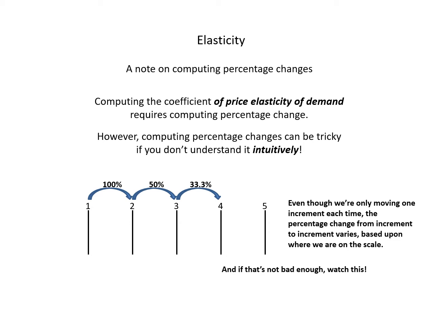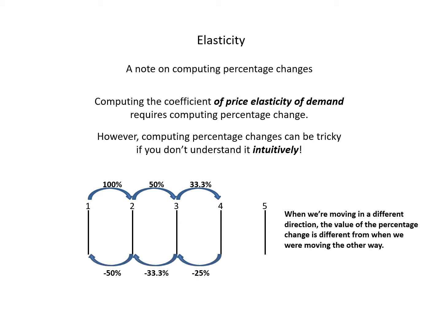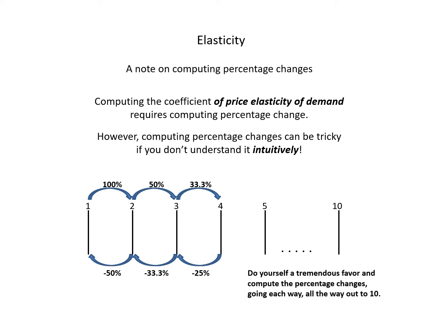And if that's not bad enough, watch this. When we're moving down the scale, the value of the percentage change is different from increment to increment from when we were moving up the scale. You should do yourself a tremendous favor and compute the percentage changes going each way from 1 to 10 and from 10 back to 1.